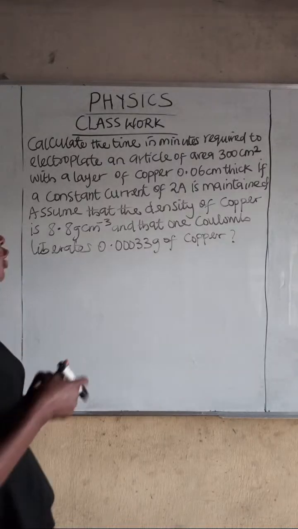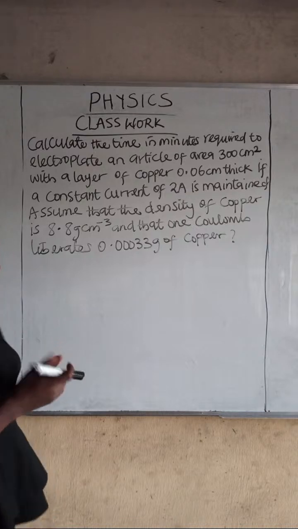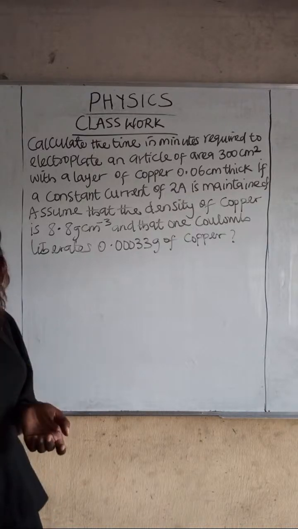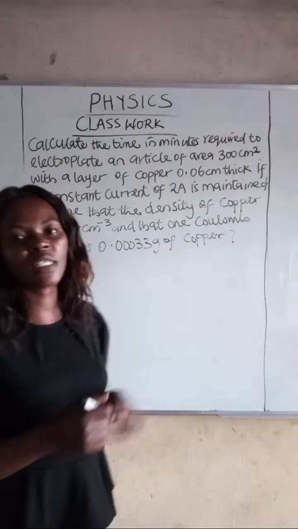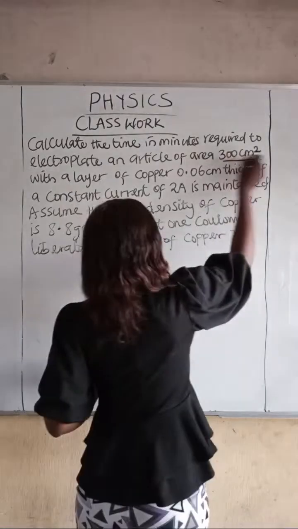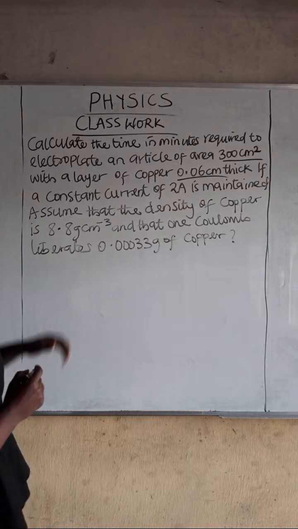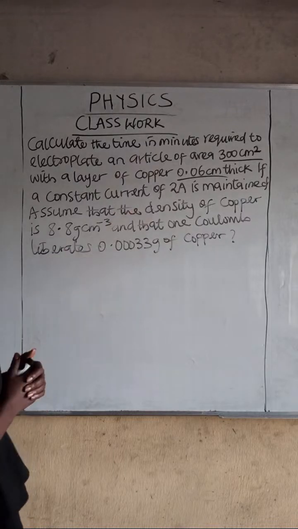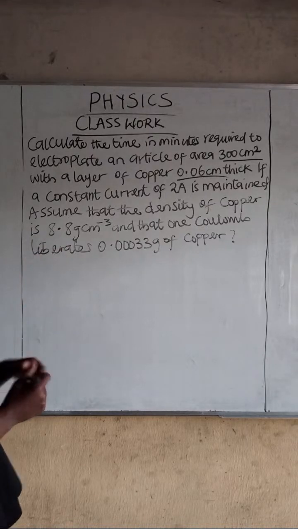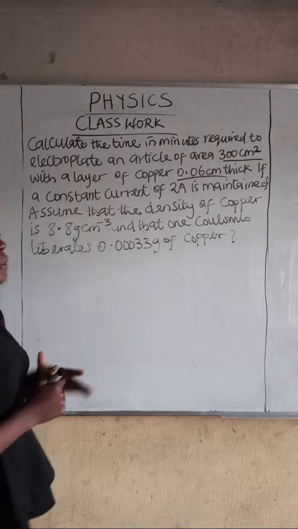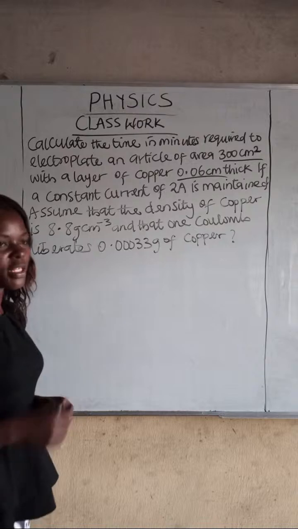There is one thing you must note in this question. Look at our parameters. Our parameters are the same. You don't even need to convert. That is one clue. Look at the area. Area is centimeter square. And current is 2 amperes. Then density is 8.8 grams per centimeter cube, and the electrochemical equivalent is 0.00033 grams per coulomb. Is that okay? All right, let's solve.